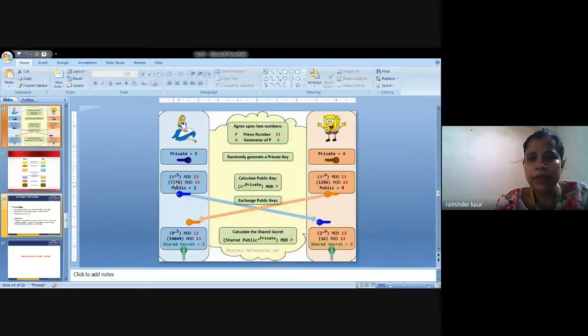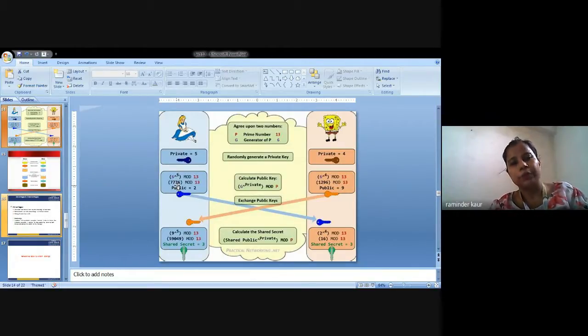So next is 6 raised to power 5 into modulus of 13. Then 6 raised to power 4 into modulus of 13. This is 6 into 6. We are supposed to multiply 6 five times: 6 into 6 is 36, 36 into 6, and so on. Then in the end, we compute 7776 into modulus of 13, which is the public key, which we will get as 2.